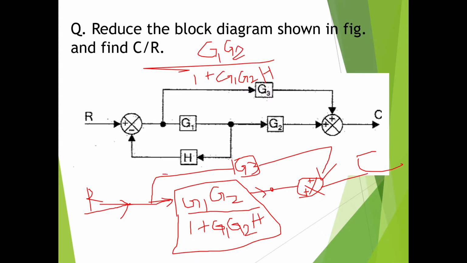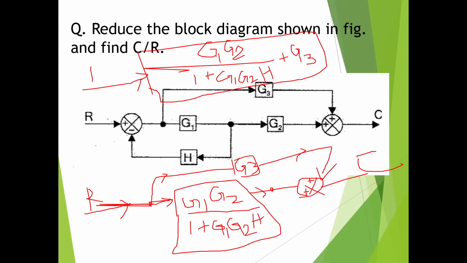So this is our input signal. It is starting from this branch point, and it flows like this, to this summing point. Okay. So what is it? G1 G2 by 1 plus G1 G2H plus G3. Okay. So this is it. So you can put it in a block. And what is our input? R. Input is R. Output is C.